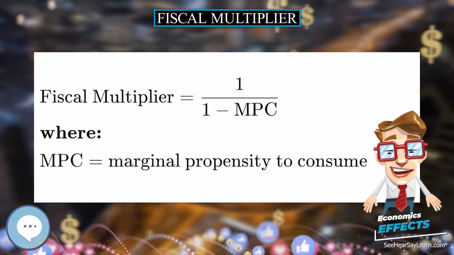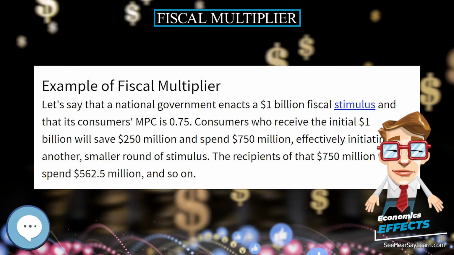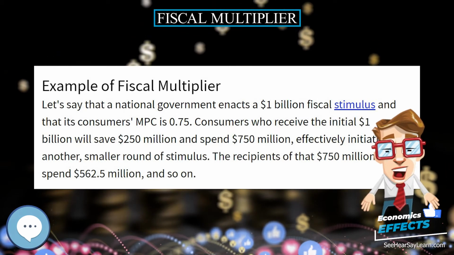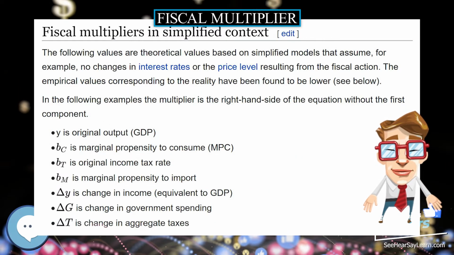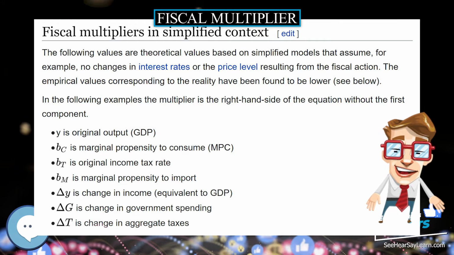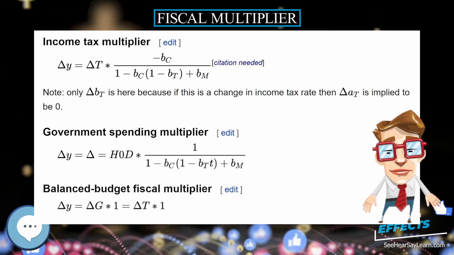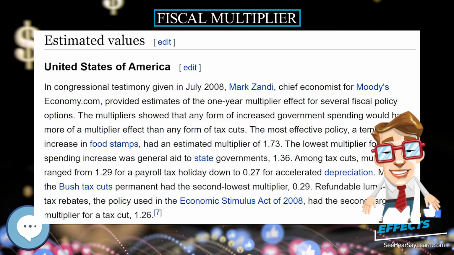The concept of the economic multiplier on a macroeconomic scale can be extended to any economic region. For example, building a new factory may lead to new employment for locals, which may have knock-on economic effects for the city or region. Fiscal multipliers in simplified context.